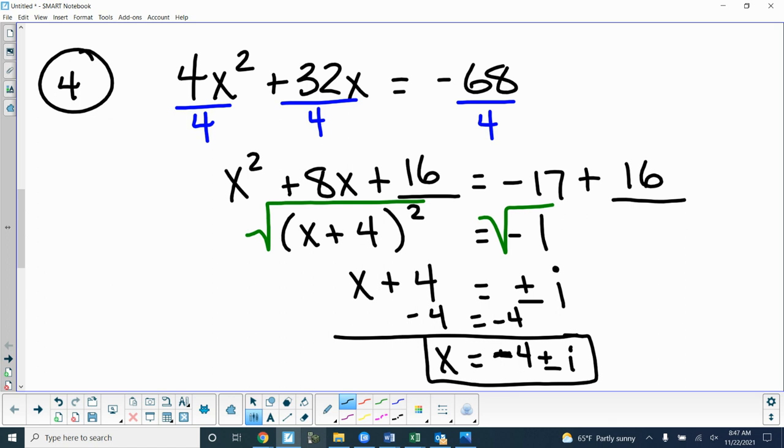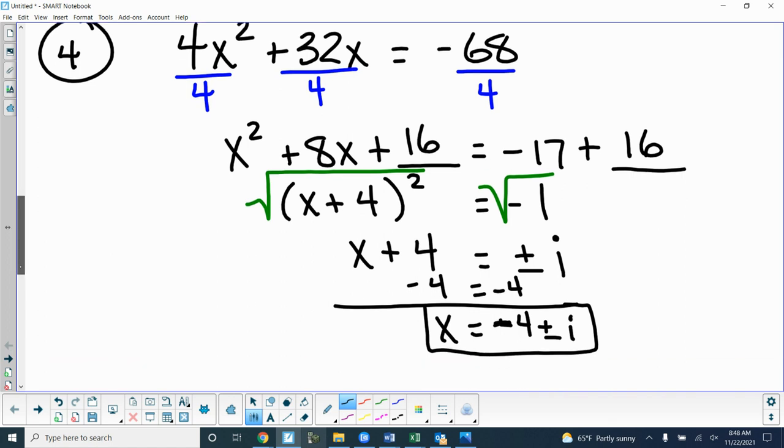All right, so the next two, we're not actually solving the equation, we're rewriting the equation in vertex form. It's given to you in standard form, we have to change it to vertex form, and then you have to tell me what the vertex is. So it's basically doing the exact same thing, we're just not solving like we did in 3 and 4.